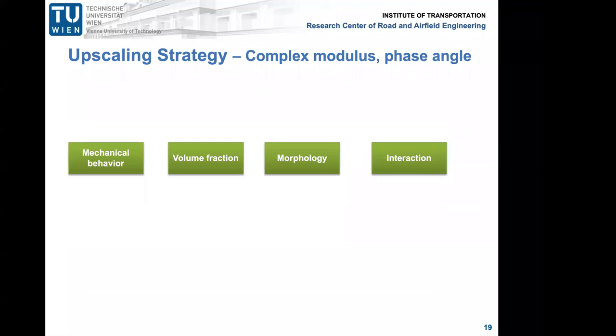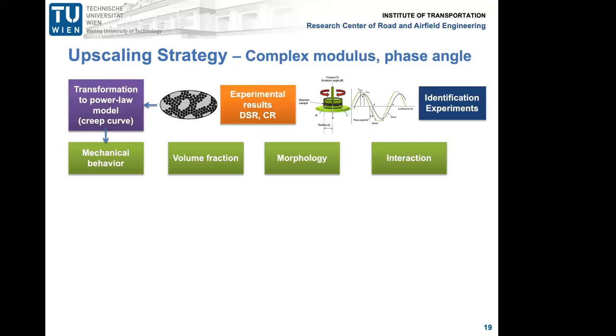And to give you now a specific and clear example of how this multiscale model works, for example, to predict the complex modulus and phase angle of asphaltic materials, of hot mix asphalt, for example, I show you here this slide. So we have as input parameters the mechanical behavior, the volume fraction, the morphology, and the interaction.